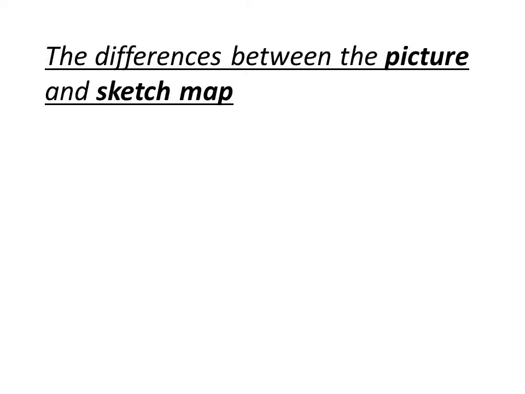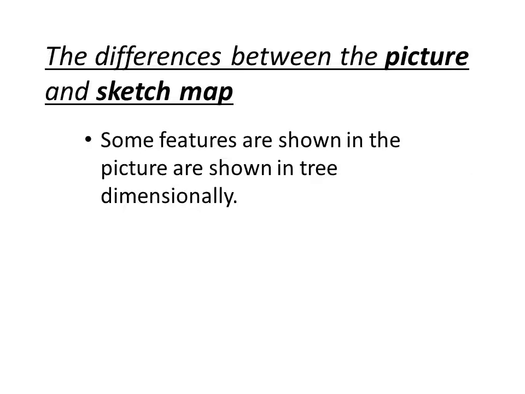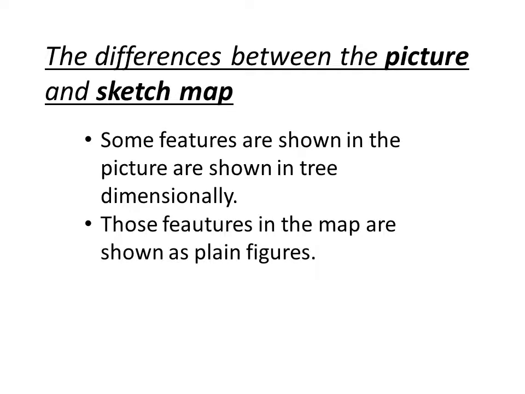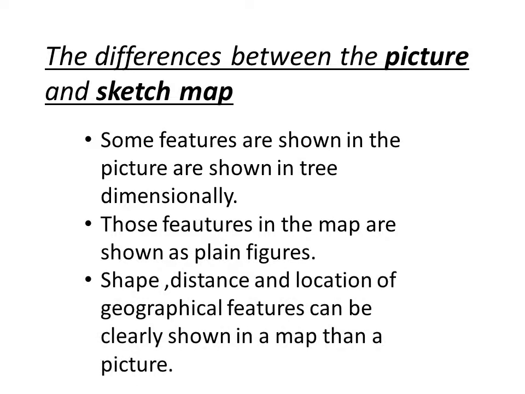The differences between the picture and sketch map. Some features in the picture are shown three-dimensionally. You all know what three-dimensional means. That means we can see the picture in three ways: height, length, and width. Those features in the map are shown as plain figures, children. In the picture, we can really see the 3D way, but the same thing cannot be seen in the sketch map.